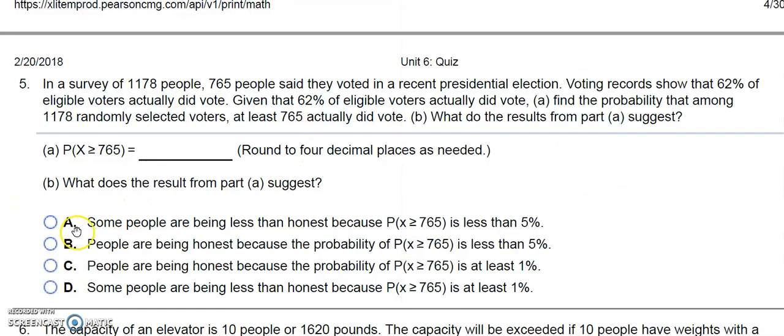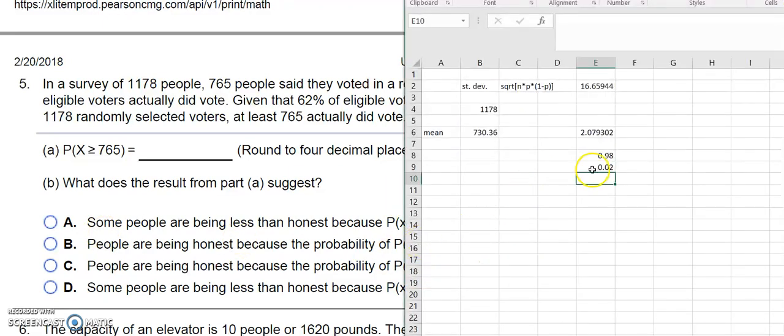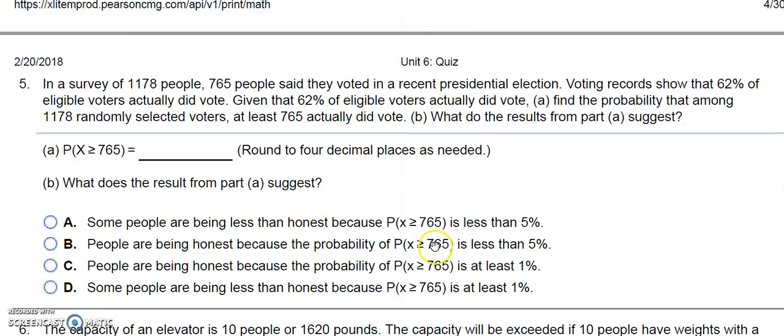And then in these answer choices, it's asking what this means. Basically, our probability is 0.02, which is definitely less than 5%. It's not at least 1%. If it's around 1%, if it's at least 1%, we would say that people are being honest because it's a very close probability. But if it's less than 5%, which it is in our case, then you say some people are being less than honest.